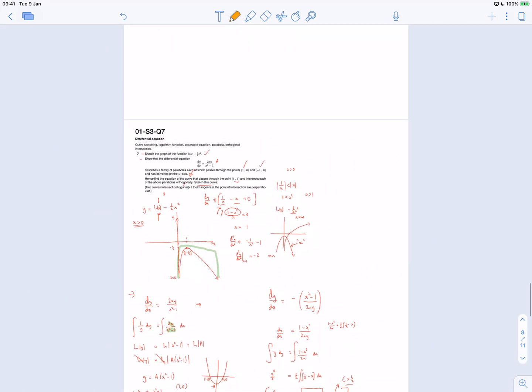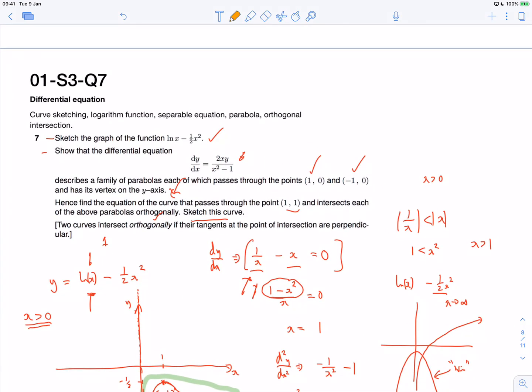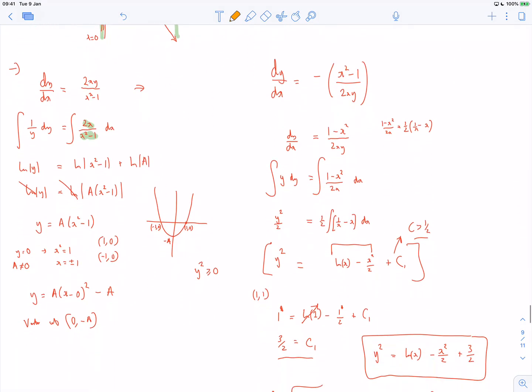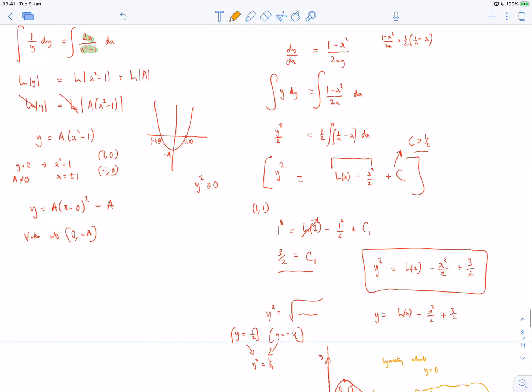Is there any more? Two curves intersect orthogonally if the tangents at the point of intersection are perpendicular. No, that's it. Cool. So there you go. Hopefully you enjoyed that. And yeah, have fun.